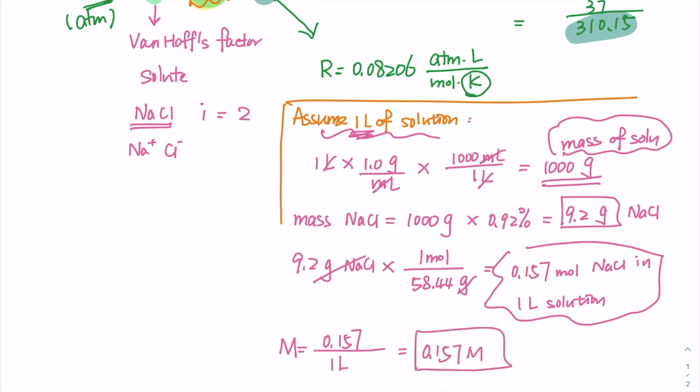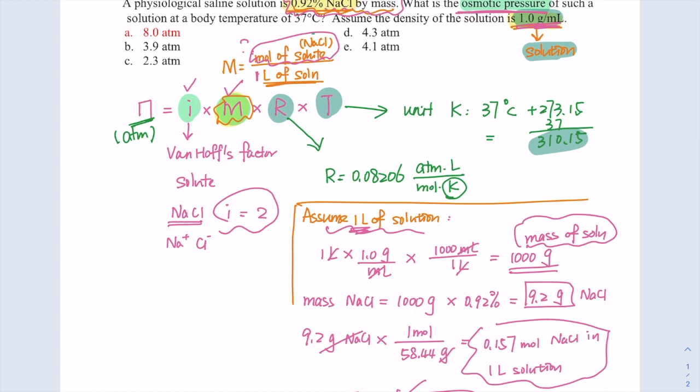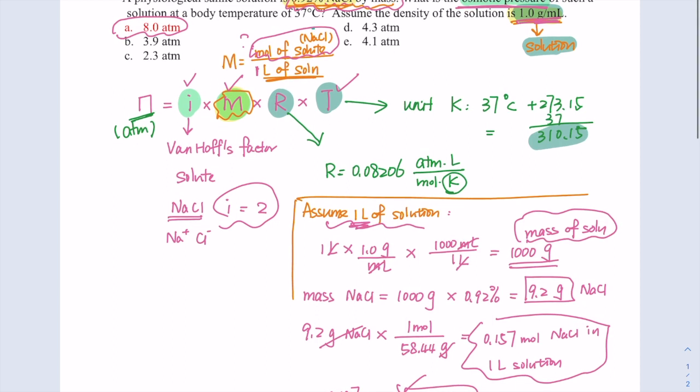So now I got 0.157. The van't Hoff factor is 2. Molarity is 0.157, R is 0.08206, and the temperature is 37 plus 273. Now you have all the values. Plug them in, and you'll be able to calculate the osmotic pressure. The answer will turn out to be 8.0. That's how you can calculate this question.